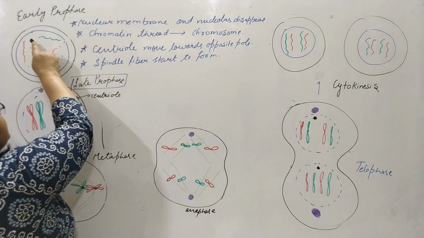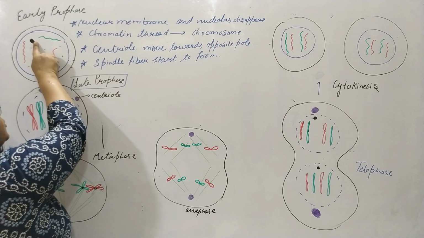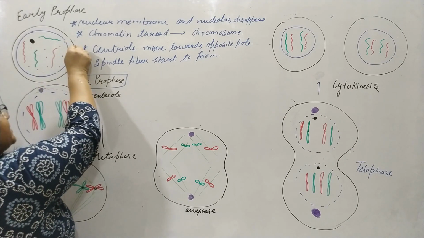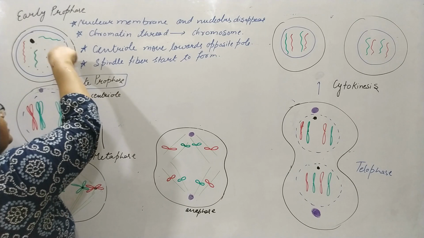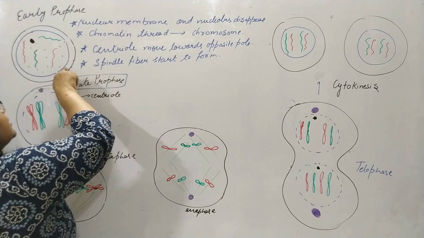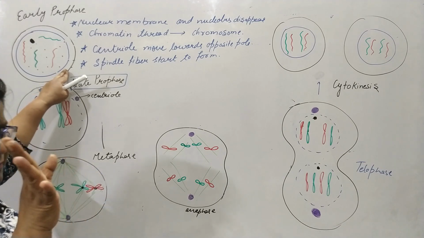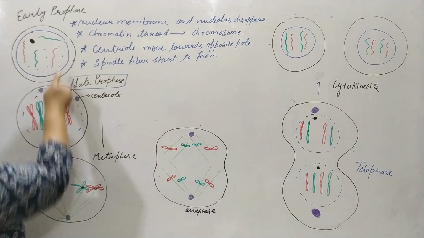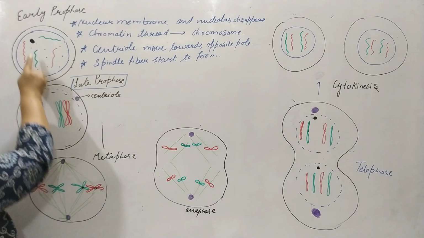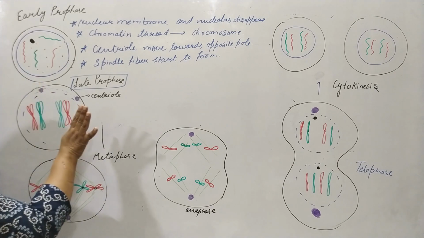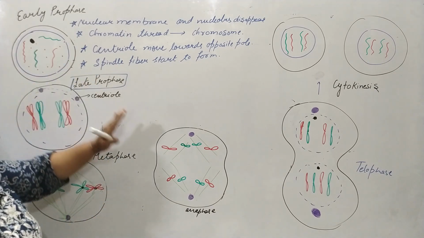Here this is a nucleus I have drawn. This is the nucleus, this is the cell membrane or the plasma membrane, and in blue color I have drawn the nuclear membrane. This nuclear membrane starts to disappear, and simultaneously the nucleus also disappears. So this is all for the prophase stage.